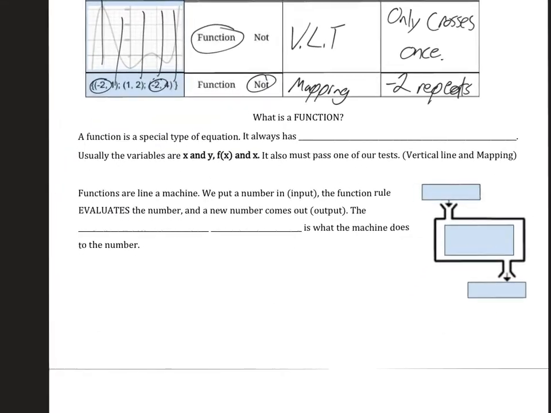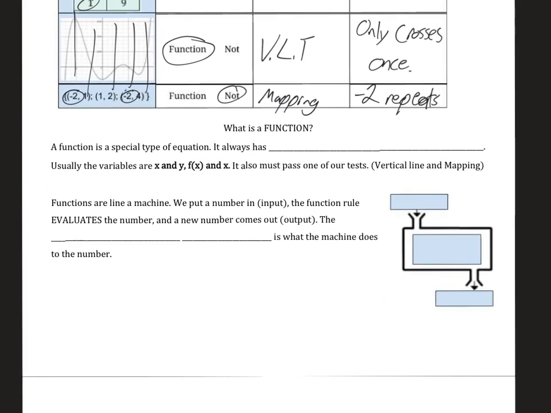Okay, so what is a function? A function is a special type of equation. It always has 1 y for each x. Usually the variables are x and y, or f of x and x. F of x just means y. We need to remember that from Algebra 1. Okay, so it must also pass one of our tests, the vertical line test or the mapping test.